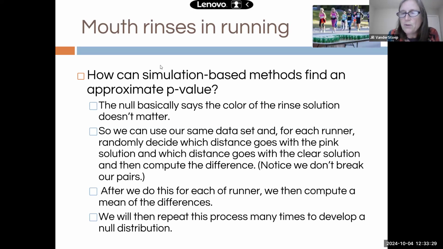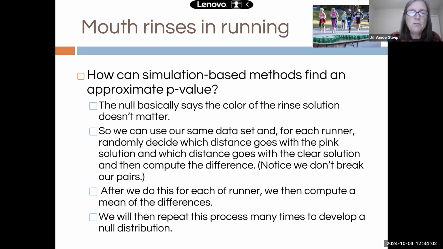If I shuffle them up and put them back down, it could be that now the pink distance is matched up with the clear solution treatment, and the clear distance is matched up with the pink solution treatment. So they either go back into the original spot or they swap. And so that's what we're going to do for each of these runners. We're going to just say it doesn't matter what distance goes with what color solution. So we're going to shuffle them up and re-put them down. Possibly they'll stay the same, possibly they will swap.